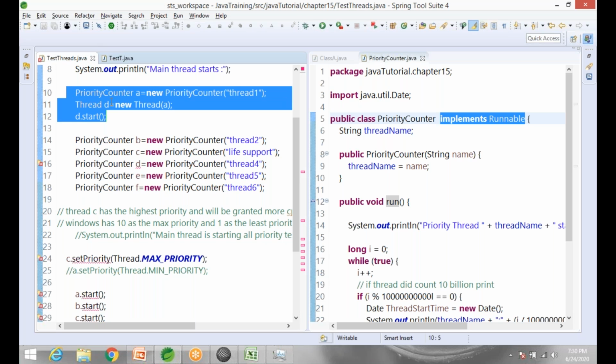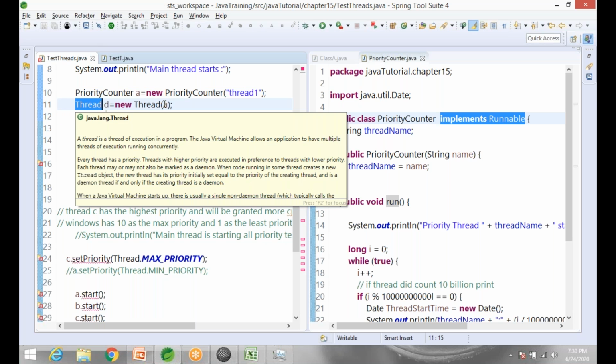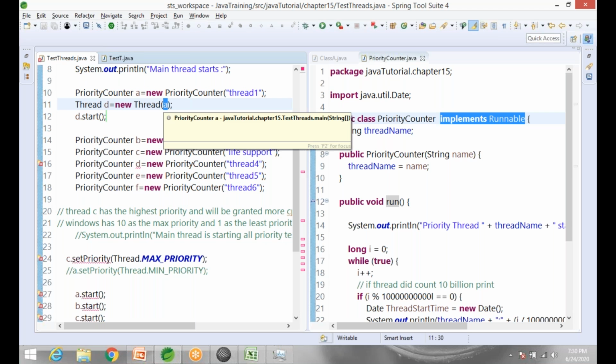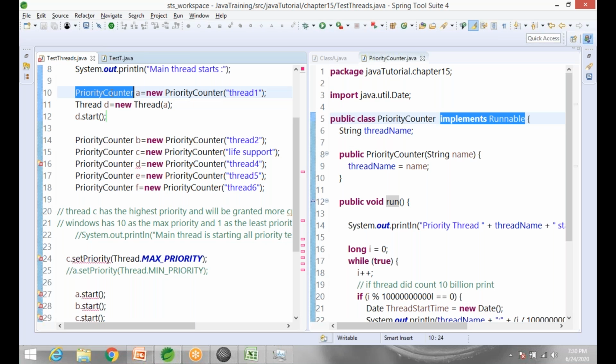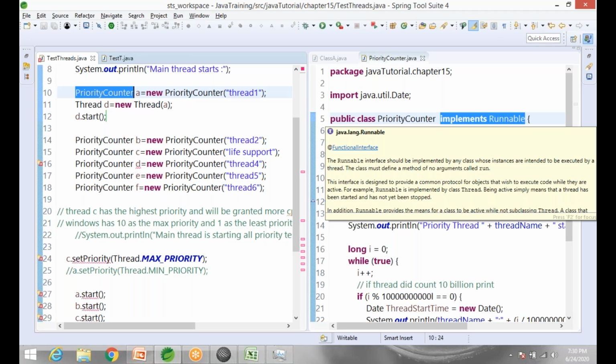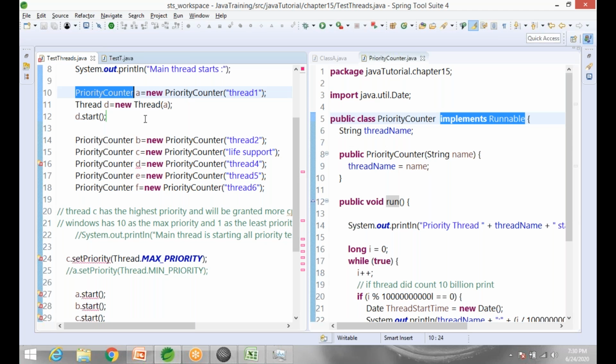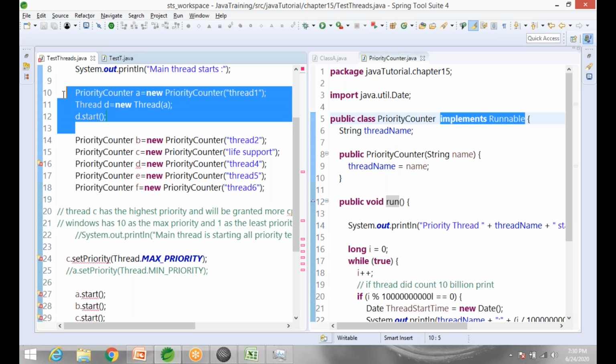Okay, you have to create a thread object which takes a reference variable a of priority counter, which implements runnable. Okay, so this is the way to start a thread program which is implementing runnable.